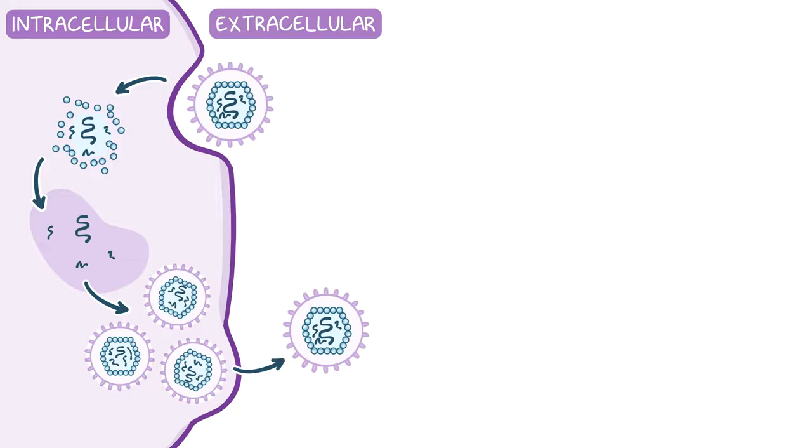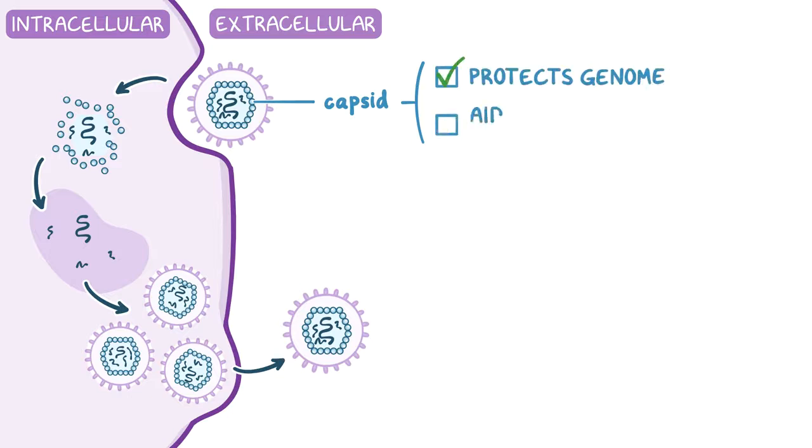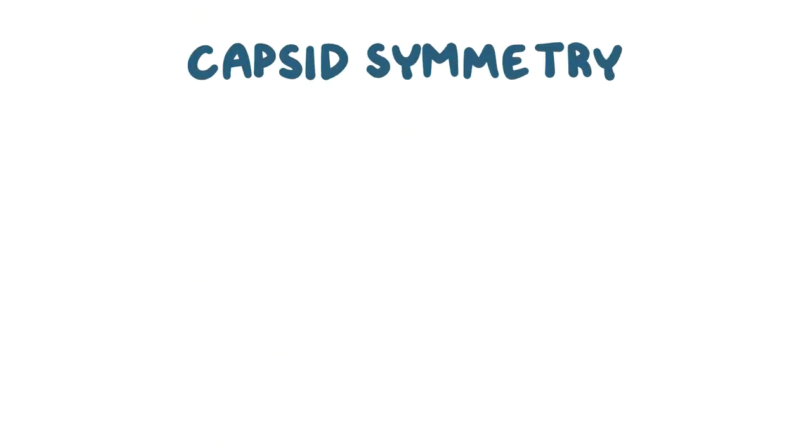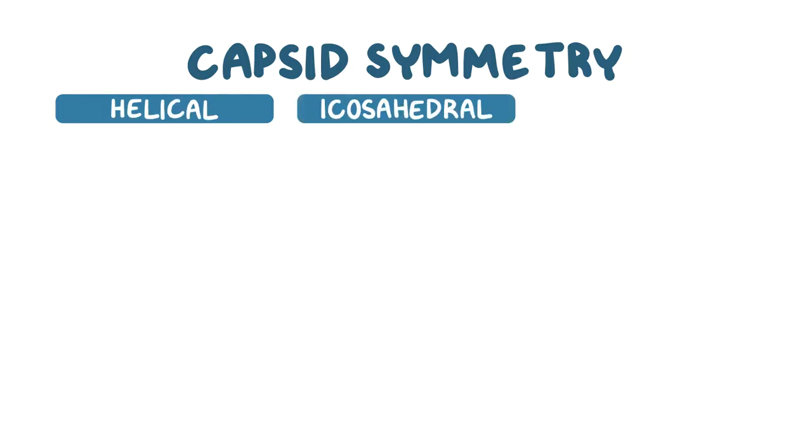Now, the viruses are surrounded by an outer protein coating called a capsid, which protects the viral genome and aids in its transfer between host cells. Also, according to their capsid symmetry, the viruses can come in many shapes and sizes. There are 3 types of shapes: helical, icosahedral, and complex.